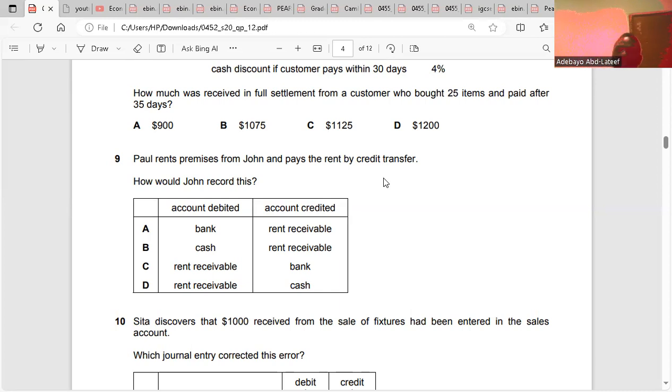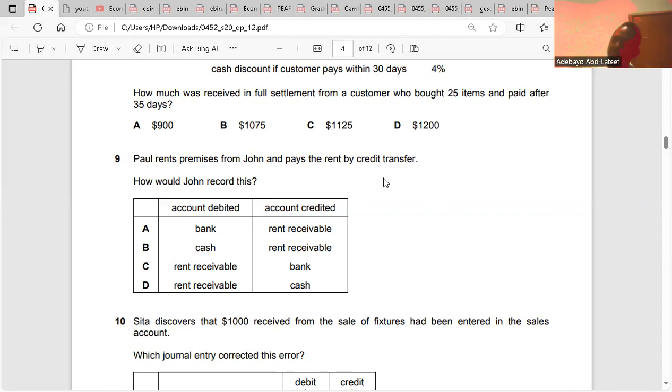Yes. Now, it's not about Paul, it's about John. John's bank account will receive the cash. That is a debit. And Paul would be the rent receivable. Yes. I believe you went to do Paul's account instead of John's account. Yeah. That's it. Exactly. Is it clear now? Yes. Question 9 is C. No. So, A. Sorry, A.